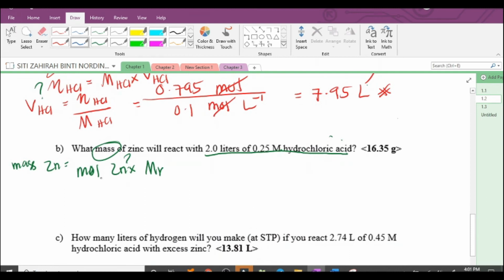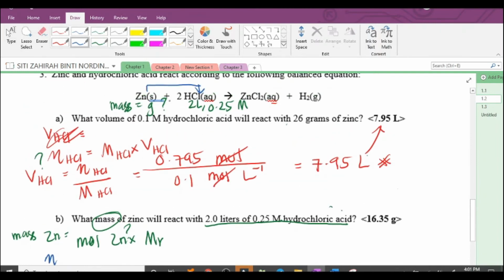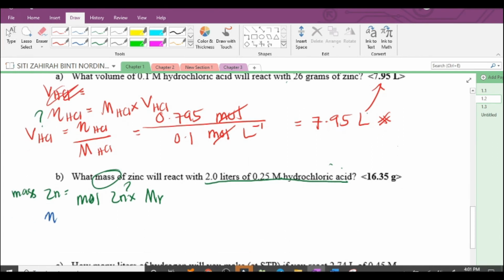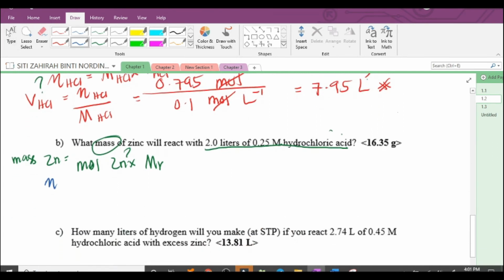Okay. So we have the information of volume and molarity for hydrochloric acid. So clearly we should be able to use this formula: mole equals MV. The molarity for HCl is 0.25 and the volume is 2 liter. So you've got 0.5 mole of HCl.